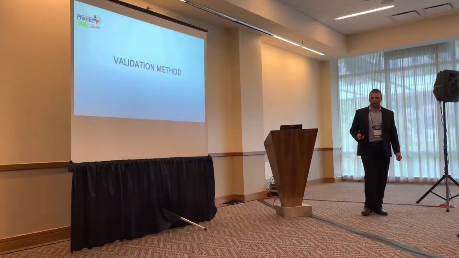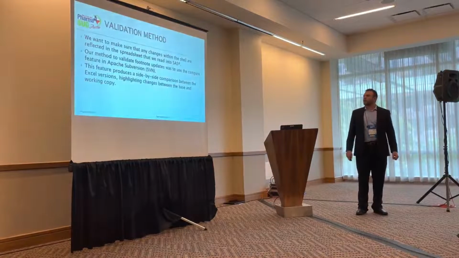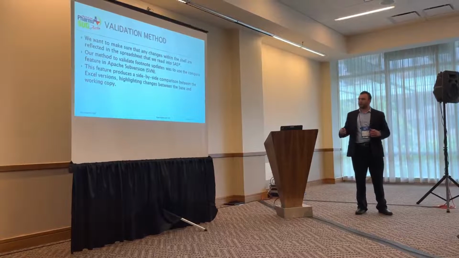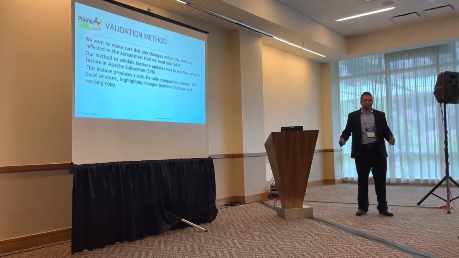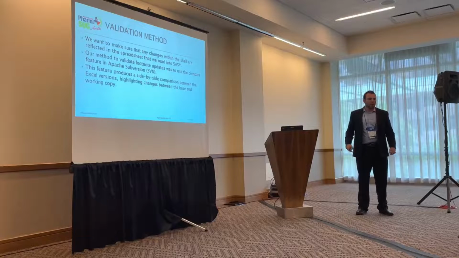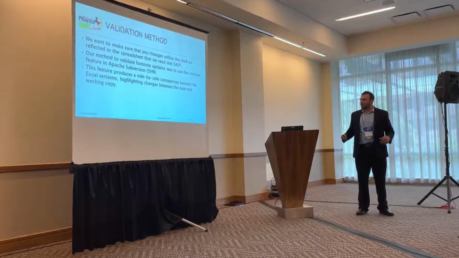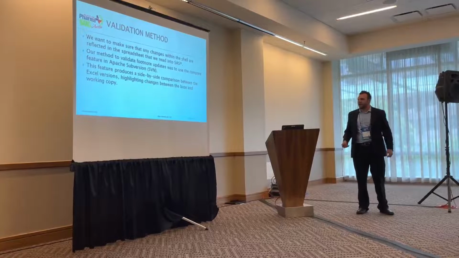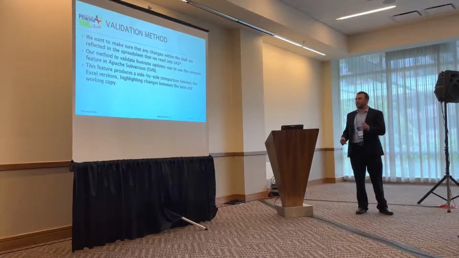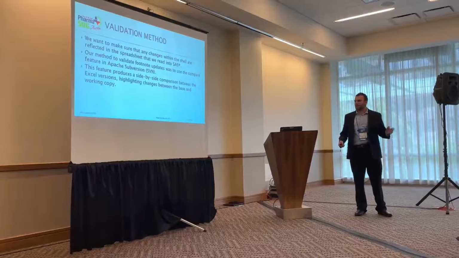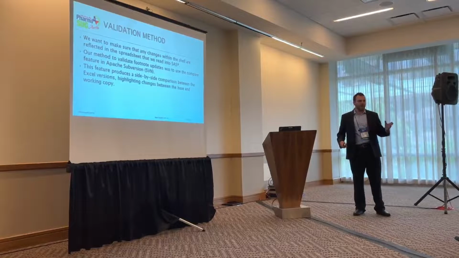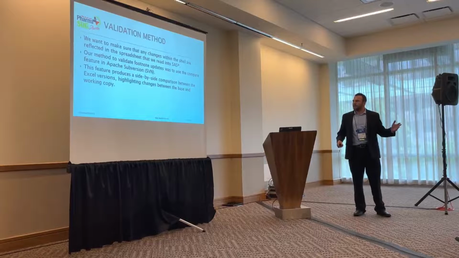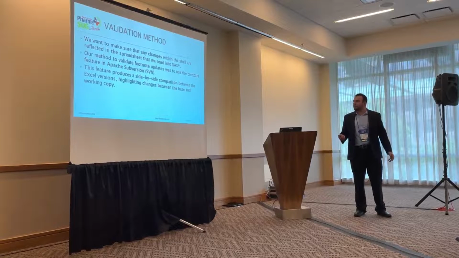So now we need a validation method. We want to make sure that when changes are made within the shells, they are reflected in the spreadsheet as well, every time a change is made. So we have a validation method for this using the compare feature in Apache Subversion, SVN. This feature basically produces a side-by-side comparison between the Excel versions, and it highlights the changes between a base copy, which is the one we're currently working on, and a working copy.